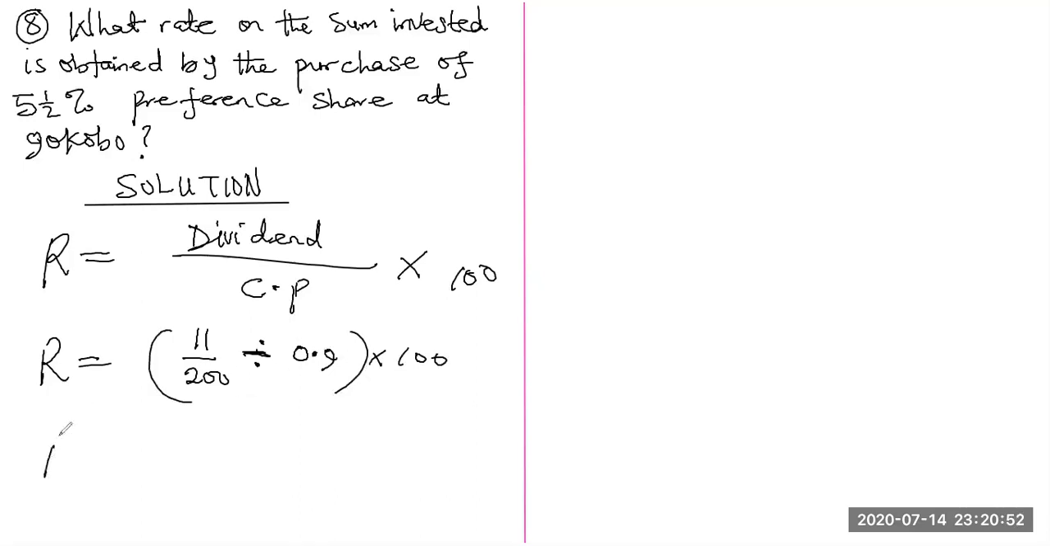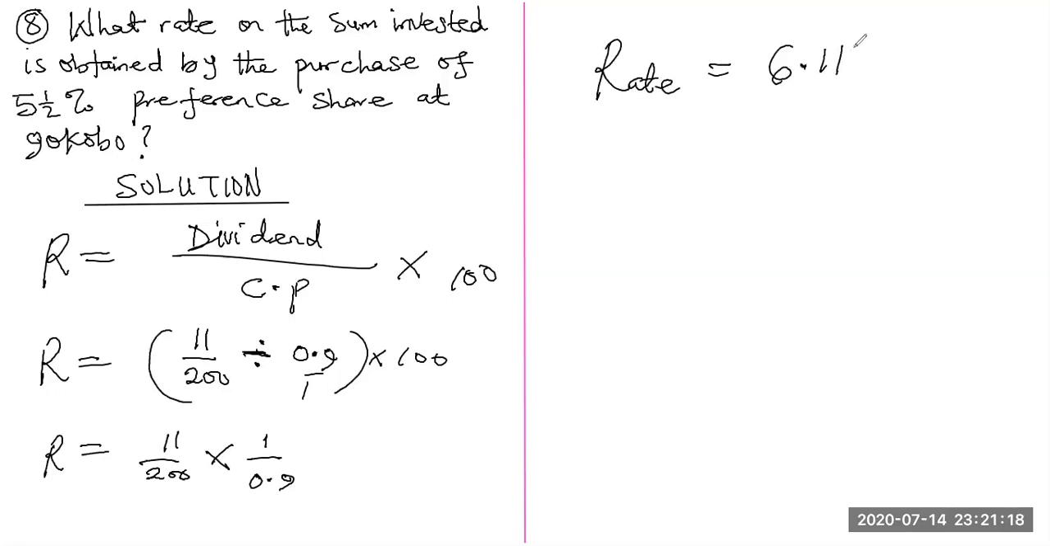So our rate now will give us 11 over 200, division changed to multiplication, and of course you invert, 1 all over 0.9. And when you finish this with your calculating device, what do you have? So the rate is going to give me approximately 86.11%. Please confirm this. So that is the rate on that question.